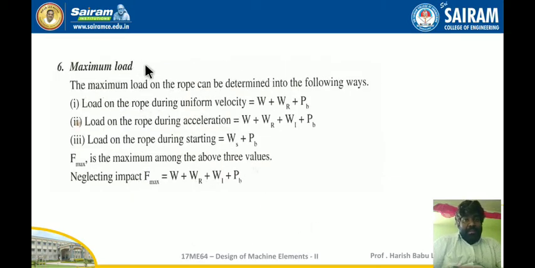The next step will be the maximum load. The maximum load on the rope can be determined in the following ways. The first one is the load on the rope during uniform velocity, that is W plus WR plus PB. The second one is the load on the rope during acceleration, that is W plus WR plus WI plus PB. The third is the load on the rope during starting, that is WS plus PB. So for the maximum force, taking the maximum among the above three values, I am going to get Fmax is equal to W plus WR plus WI plus PB.